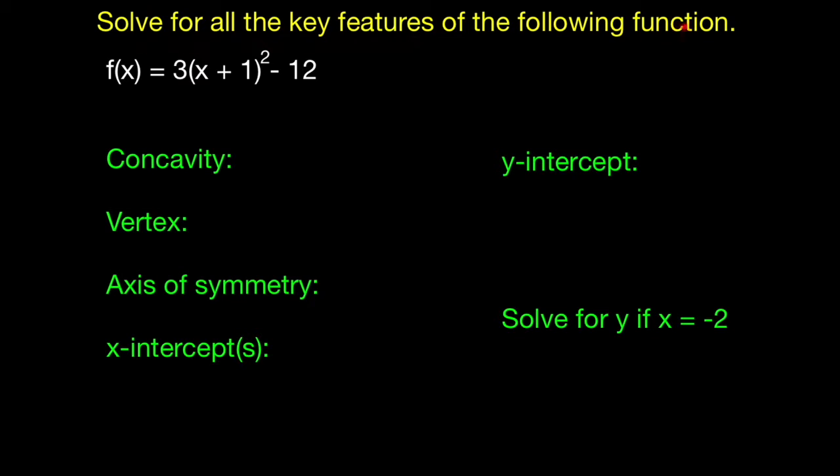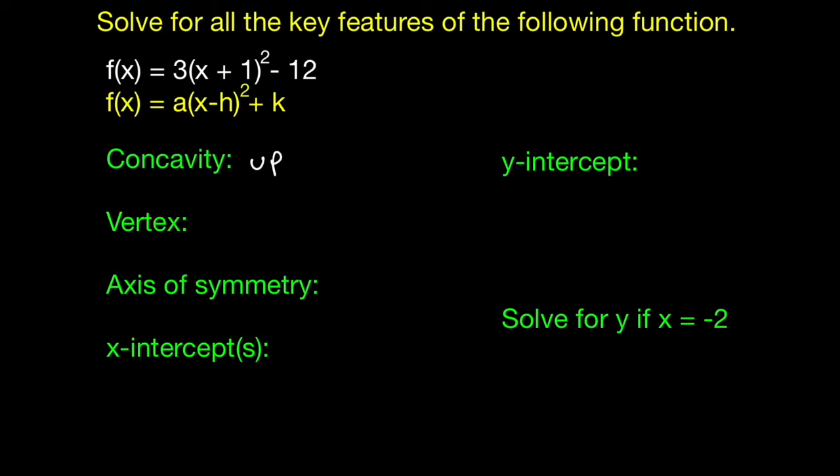Solve for all the key features of the following function. Referring to the generic formula, the concavity is determined by the a value. If it's positive, it's going to be concave up. If it's negative, it's going to be concave down. In this case, we have a positive 3, so we're going to record concave up.